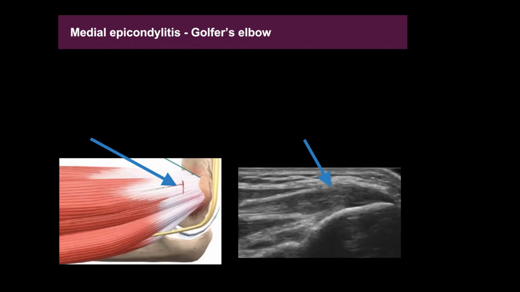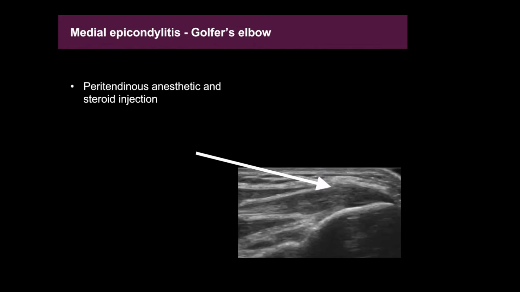So you have some tendinopathy, some low-grade tearing, some inflammation, and that's what you're seeing on the ultrasound. It's the inflammation, the edema that's manifesting secondary to the tendinopathy that you're seeing under ultrasound. If you want to treat this patient, you could do a peritendinous anesthetic and steroid injection.